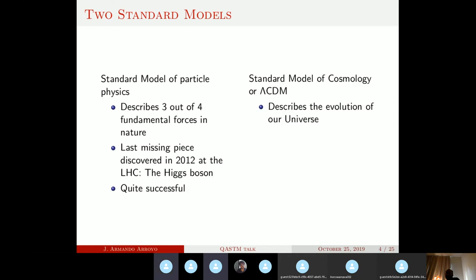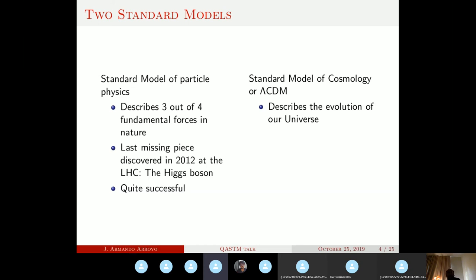So basically, we have to describe our universe at a fundamental level, but at very different scales. We have two standard models. On the very small scale, we have the standard model of particle physics. This one describes three out of four fundamental forces in nature, with gravity being excluded, but that was never the objective of the standard model. It was completed in 2012 when they discovered the Higgs boson at the LHC.